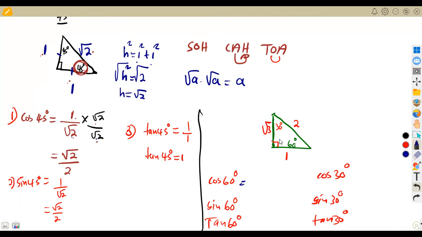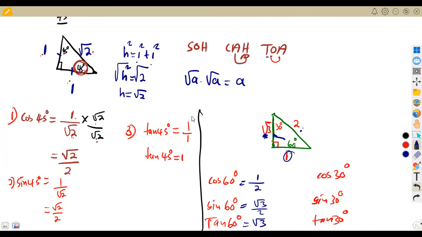So the cosine of 60 degrees: remember cos is adjacent over hypotenuse, which is 1 over 2. Then the sine of 60 is opposite over hypotenuse, which is square root of 3 over 2. The tan of 60 is opposite over adjacent, and here we are talking about the opposite of 60, which is square root of 3, and the adjacent, which is 1. So it's going to be square root of 3 over 1.